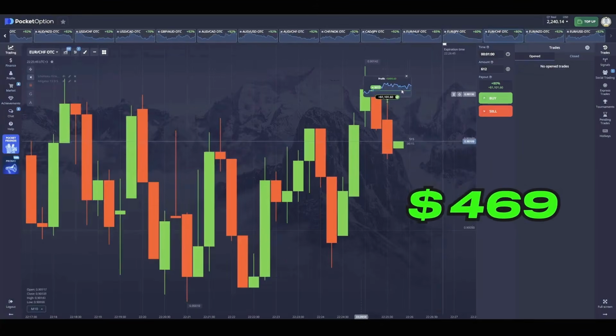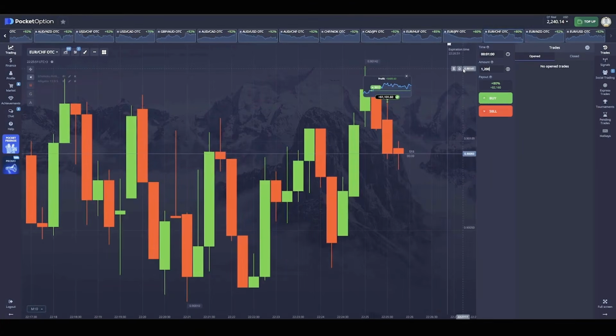And indeed, I made $480. The balance is already at $2,200. So if I open my trade for $1,200, I'm not risking anything. I'll even be $40 in profit.